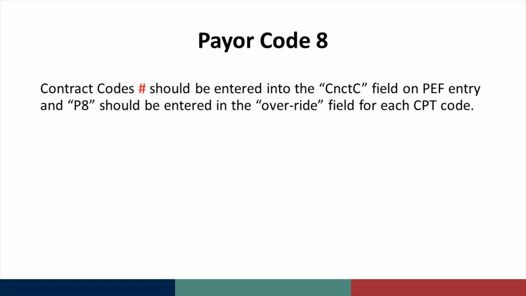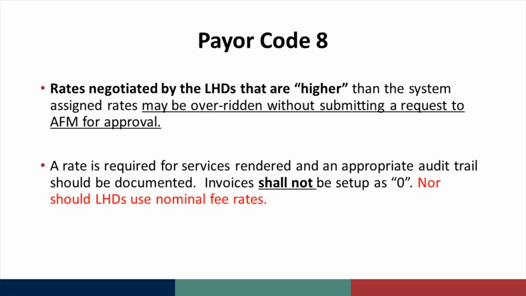Contract code numbers should be entered into the CNCTC field on PEF entry, and P8 should be entered in the override field for each CPT code. Rates negotiated by the local health departments that are higher than the system assigned rates may be overridden without submitting a request to the Division of Administration and Financial Management for approval. A rate is required for services rendered, and an appropriate audit trail should be documented.